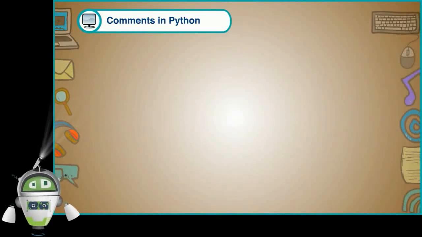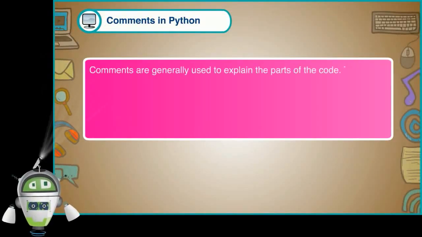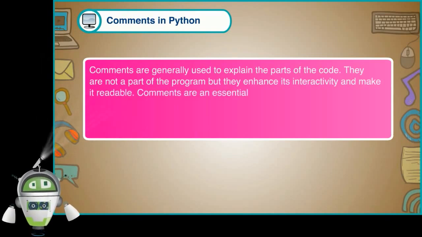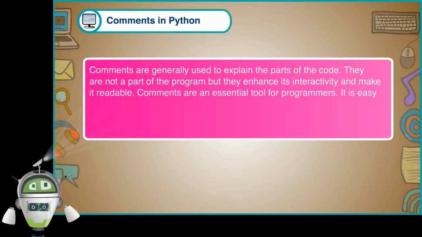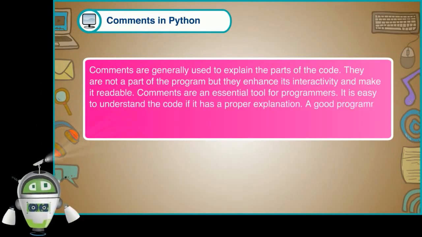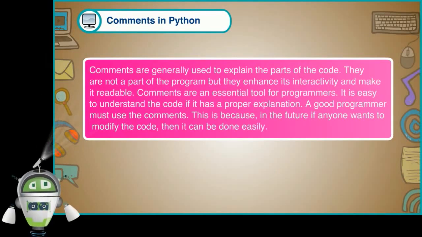Comments in Python. Comments are generally used to explain the parts of the code. They are not a part of the program, but they enhance its readability. Comments are an essential tool for programmers. It is easy to understand the code if it has a proper explanation. A good programmer must use comments. This is because in the future, if anyone wants to modify the code, then it can be done easily.